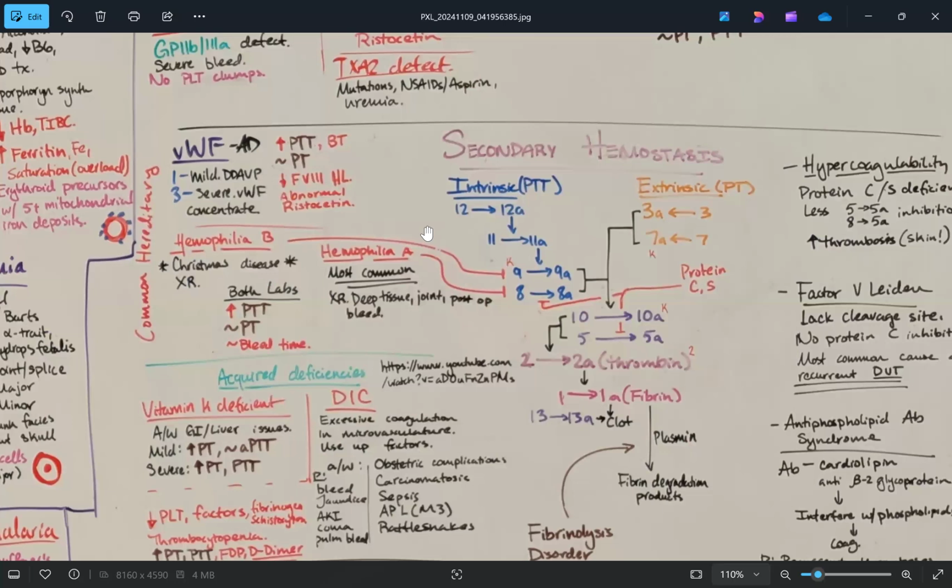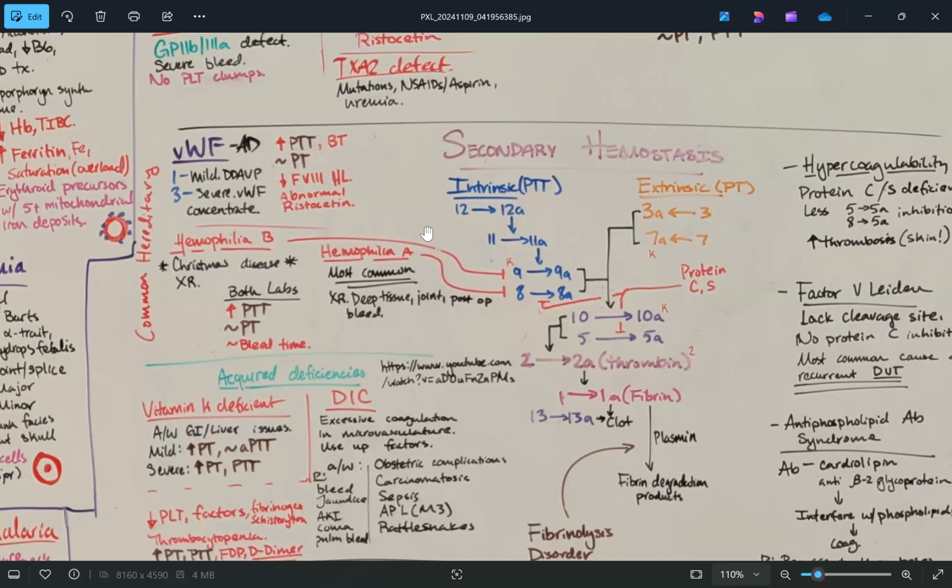For hemophilia A, that's also a defect in the intrinsic pathway, factor 8. It's the most common type of hemophilia. It's also X-linked recessive, and it will lead to deep tissue, joint, and post-op bleeds. For both, they share similar labs. They have an increase in PTT, which is, again, your intrinsic pathway. And then they'll have about the same PT, because again, it doesn't deal with your extrinsic pathway, and your bleed time's about the same.